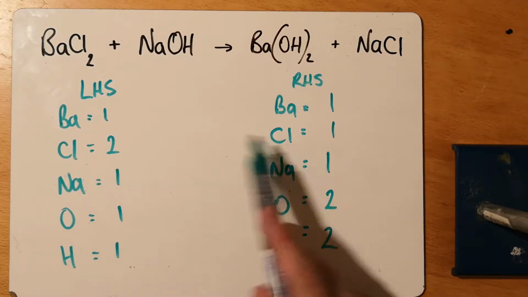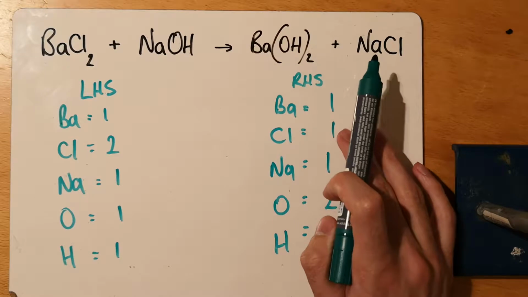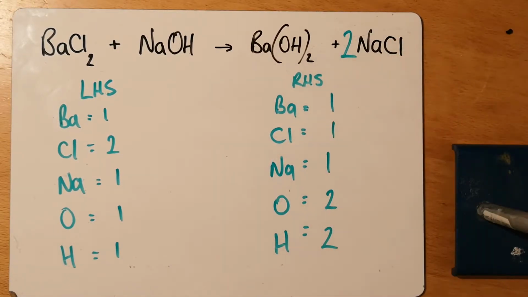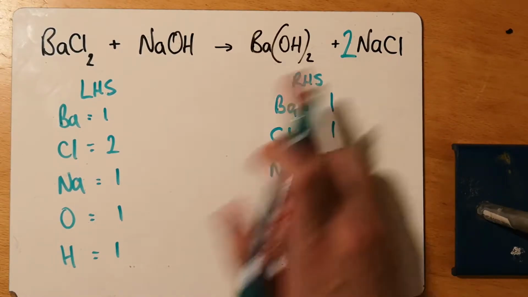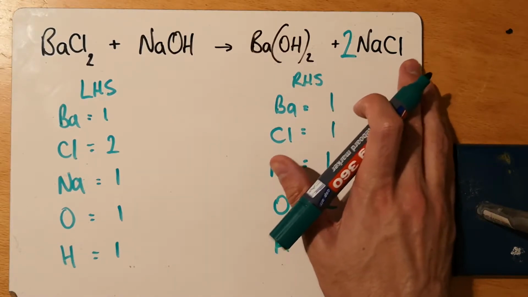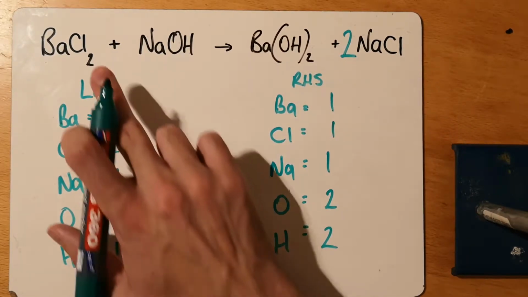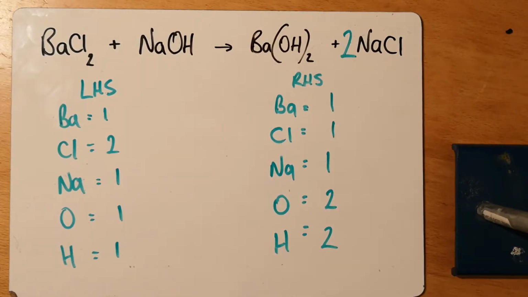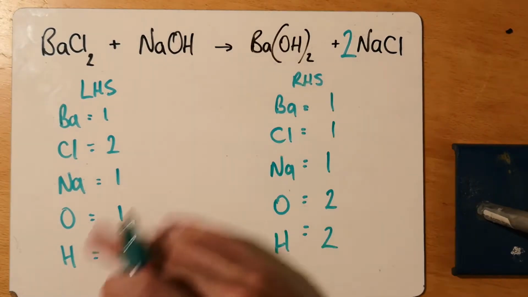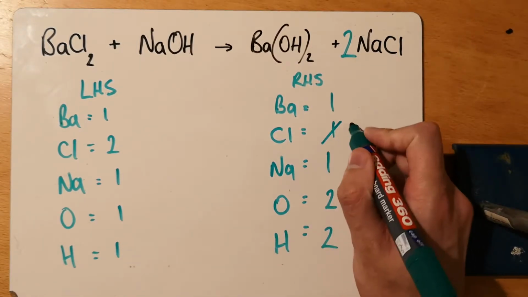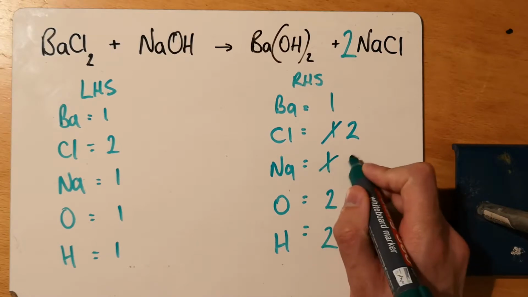To get the chlorines even, I need to double this, get it up to 2. So to do that, I'm going to put a 2 in front of where the chlorine is. I couldn't put a 2 in the middle because that will change what the structure is. Again, I couldn't put a 2 after the chlorine, a little subscript like we've got over here, because that will change what this molecule is, and I can't do that. All I can do is put 2 in front, which means I'll just get 2 sodium chlorides produced instead of 1. That changes this to 2, and also my sodium to 2.